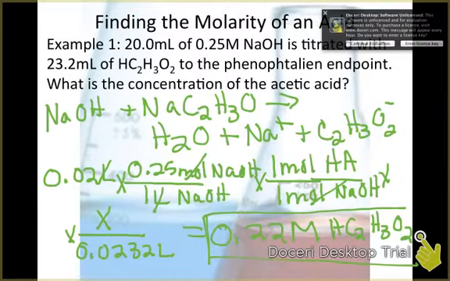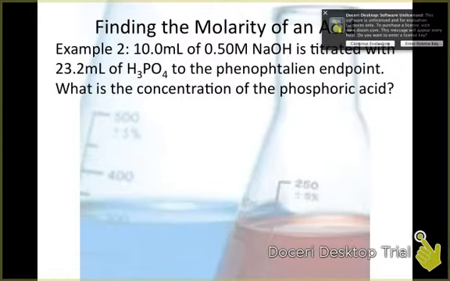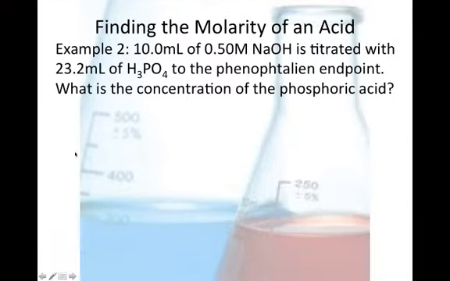All right, so this one says 10 milliliters of a 0.5 molar sodium hydroxide is titrated with 23.2 milliliters of H3PO4, which is phosphoric acid, to the phenolphthalein endpoint. What is the concentration of the phosphoric acid? Okay, so basically I'm going to do the same thing as I'm going to find the things that go together. So these two numbers are going to go together.